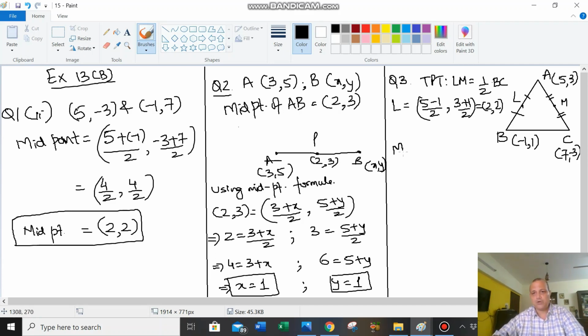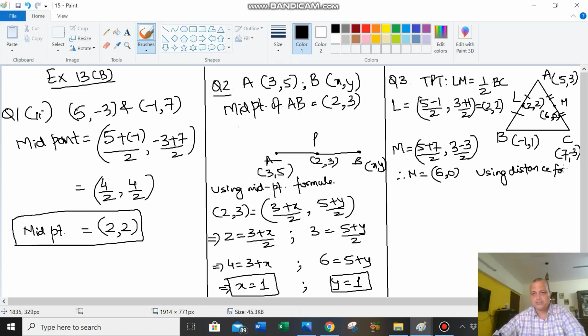Let's calculate the coordinates of M. Coordinate of M will be 5 plus 7 upon 2 and 3 minus 3 upon 2. That's 12 upon 2 and 0 upon 2. That's 6 comma 0. So M is 6 comma 0 and L is 2 comma 2. Now let's apply the distance formula. Using the distance formula, let's calculate the length of LM and BC.